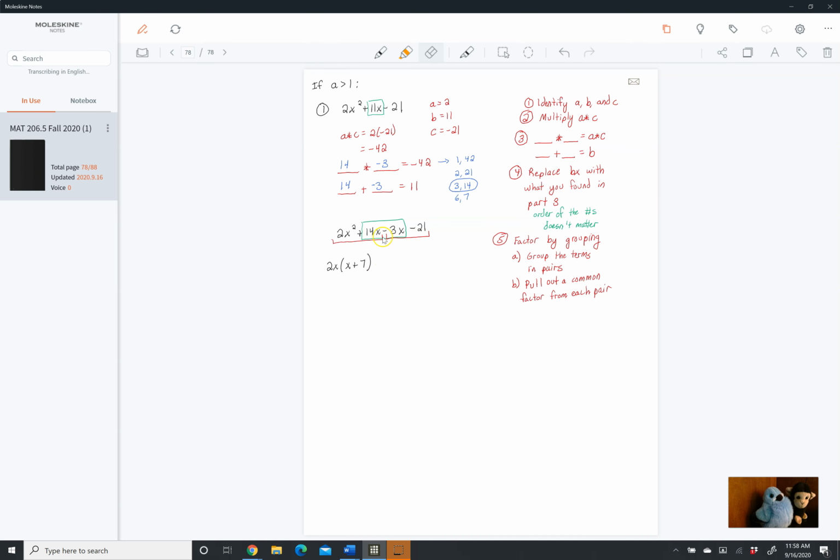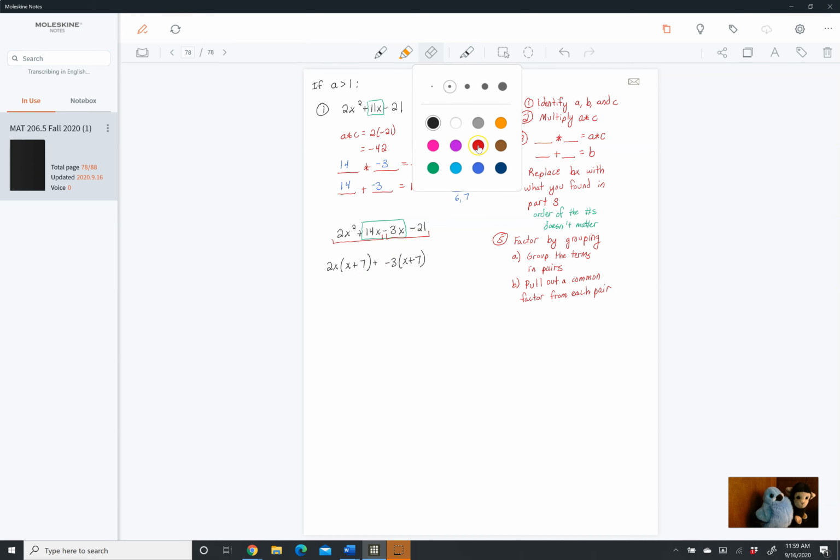Okay. Then, from the second pair, we have negative 3x minus 21. They both have a negative 3 in common. So pull out the negative from the second pair if you can. So this is going to be plus negative 3, again, times x plus 7. These are always going to be the same. If they're not the same, you made a mistake. So these will always be the same.